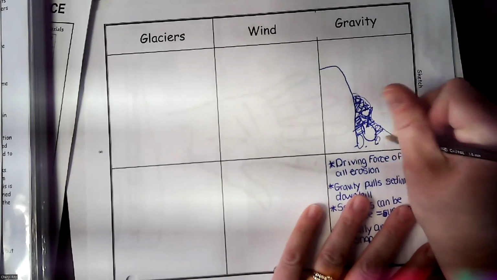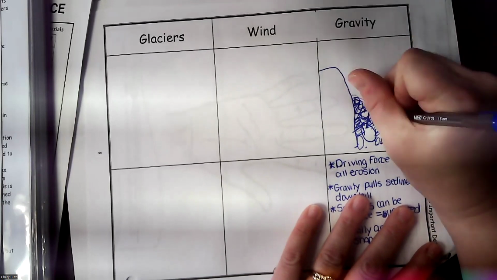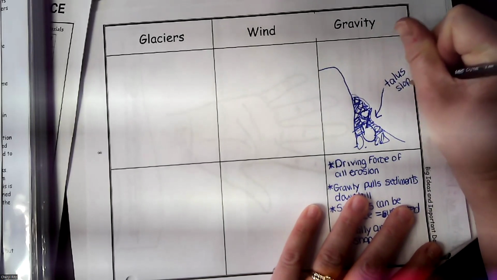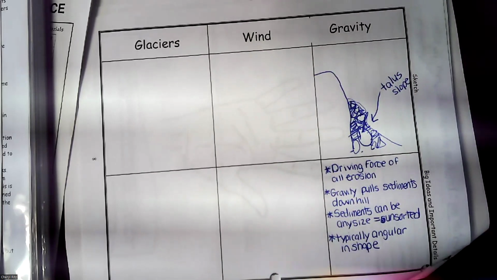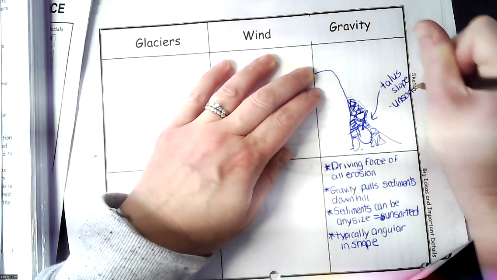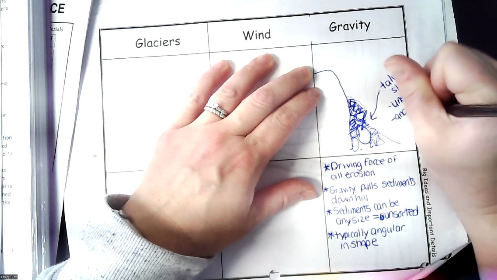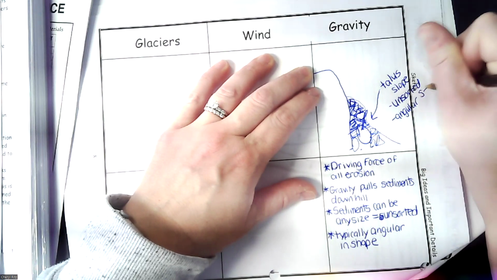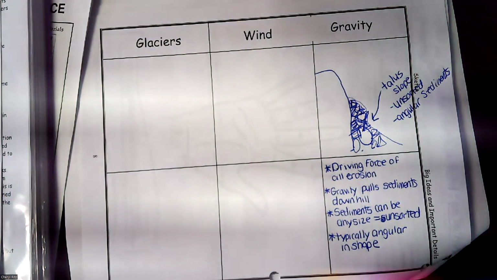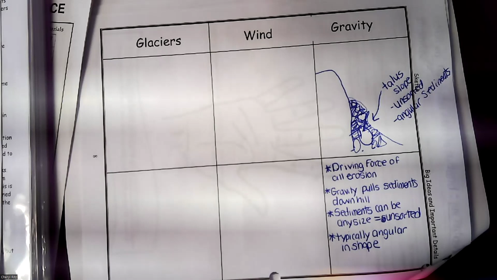So a couple of things. This is called a talus slope. That hill that's kind of not as steep at the bottom of a cliff is called a talus slope. And they are unsorted, angular sediments. So if you can't tell that from your drawing, like you might not be able to tell from mine, that's a talus slope. They're a pile of unsorted angular sediments at the bottom of a hill.